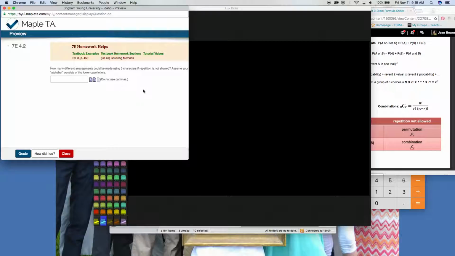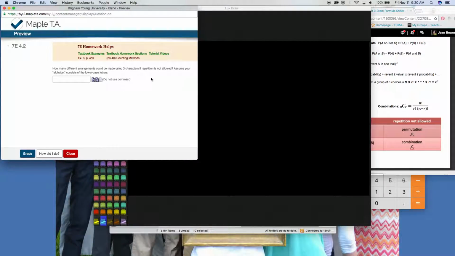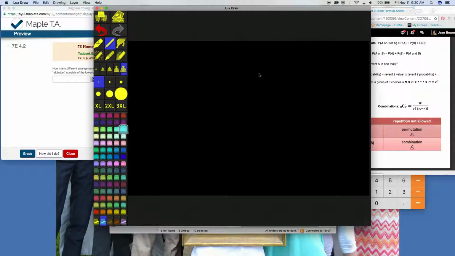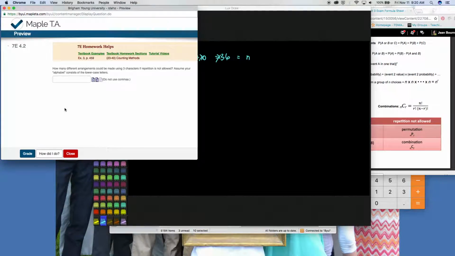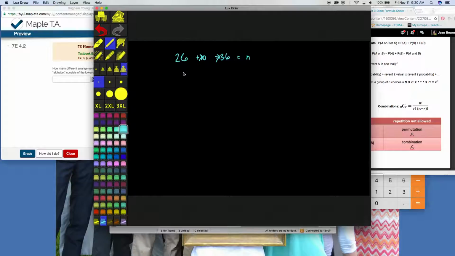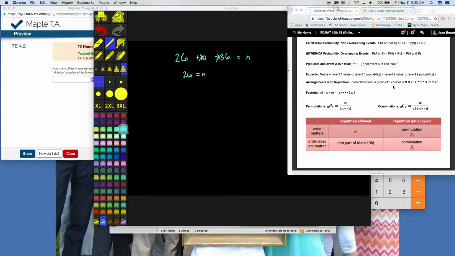Assume your alphabet consists of just the lowercase letters. So some of these, FYI, have lowercase letters and numbers. So let me just tell you, if it's the lowercase letters, your number is going to be 26. If it's the lowercase letters and numbers 0 through 9, that's actually 10 numbers, so in that case you would have a total of 36 for your n that you're working with. But in our case, we don't have this one. In this case, it's just the lowercase letters, and so 26 is our n.